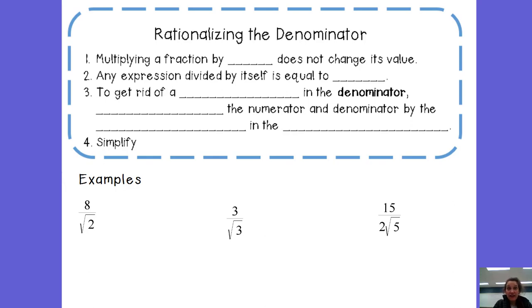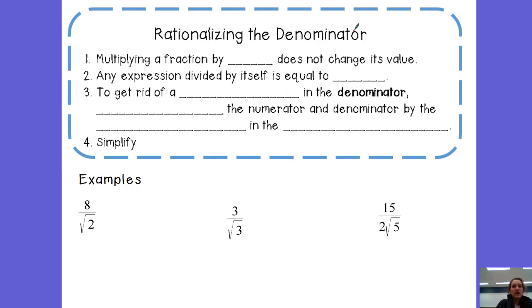When you have a radical in the denominator, so when you have a square root in the denominator of a fraction, you cannot leave a square root in the denominator of a fraction. It's a huge no-no. So the way that we get rid of it is by this process called rationalizing the denominator.